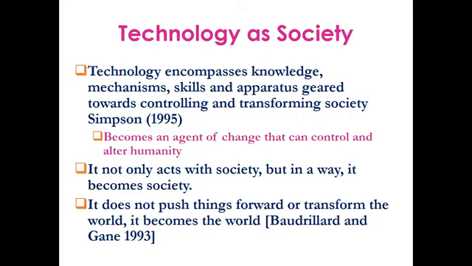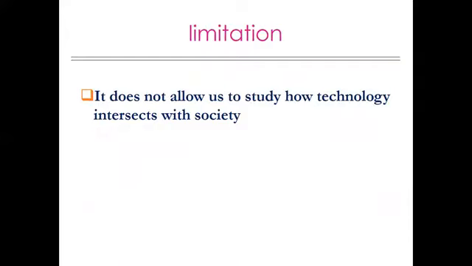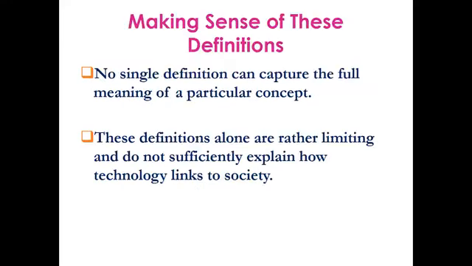So society sort of transforms or metamorphoses into technology, and so they become one, inseparable. It does not push things forward or transform the world. It becomes the world. That's according to Baudrillard and Game. So this is another set of arguments that equates technology to society. The limitation here is that it does not allow us to study how technology intersects with society, because it does not separate the two. If society is technology and technology is society, then how do you study the impact of one on the other? So that's the limitation.